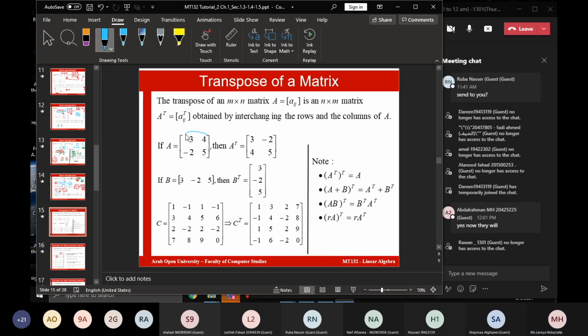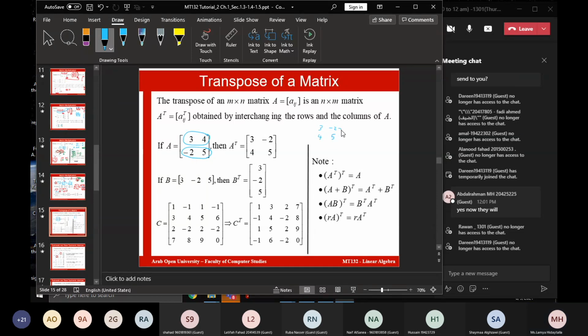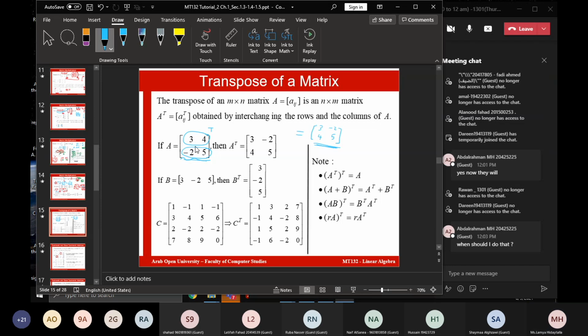This is a row. What I'll do is make it a column. So it's going to be 3, 4. Now I move to the second row and put it here as a column like that. So the transpose of this matrix is equal to this. We evaluate it like that. So if he asks you to find the transpose, nothing else, this is what I'm going to do.